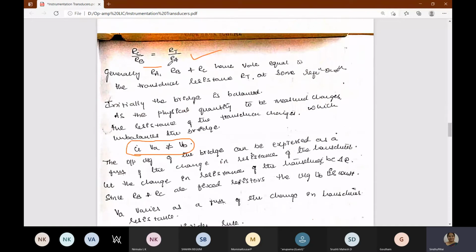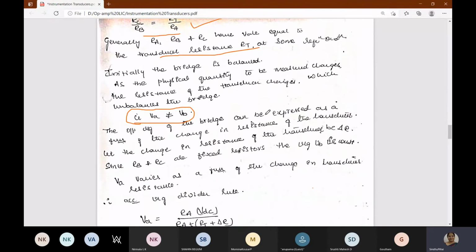Generally, RA, RB and RC have equal values, equal to the transducer resistance RT at some reference condition. Initially, the bridge is balanced. As the physical quantity to be measured changes, the resistance of the transducer also will change, so the bridge gets unbalanced. When the bridge gets unbalanced, what is the condition? VA is not equal to VB. That you have to remember. For balanced, the condition was VA is equal to VB. Here it is VA is not equal to VB.